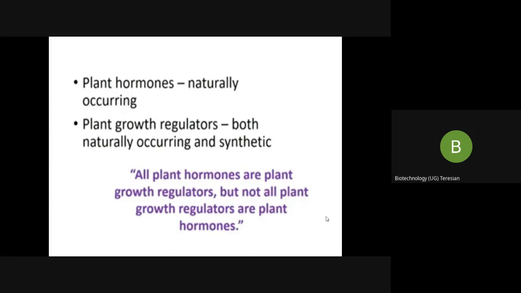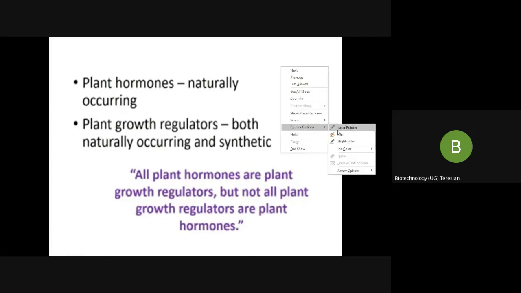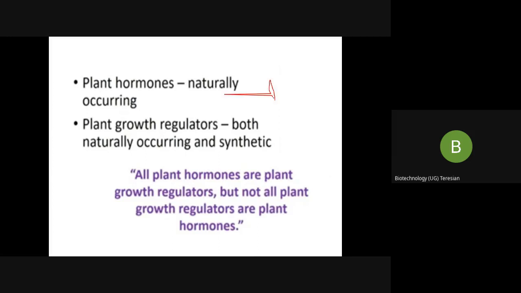Plant growth regulators are compounds which are required in low concentration. Okay. These are required in low concentration and they are capable of modifying the plant growth, either growth or even the morphogenesis of the plant. So what do you mean by morphogenesis? It is the development of the tissues or organs into a particular shape. That is called as the morphogenesis.